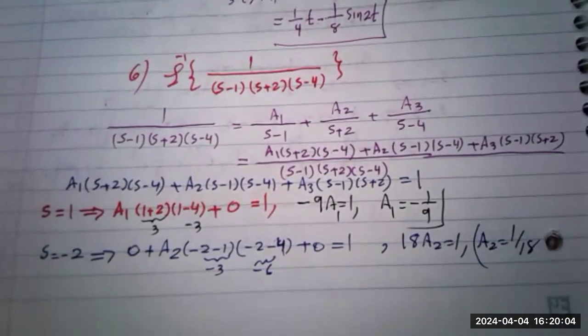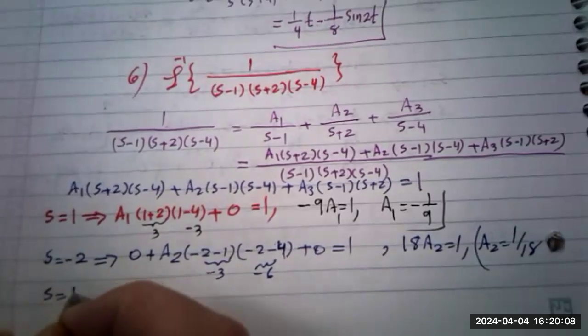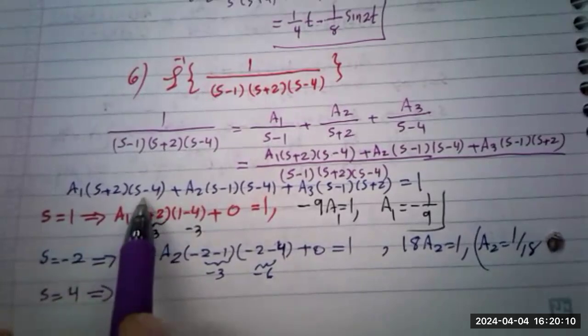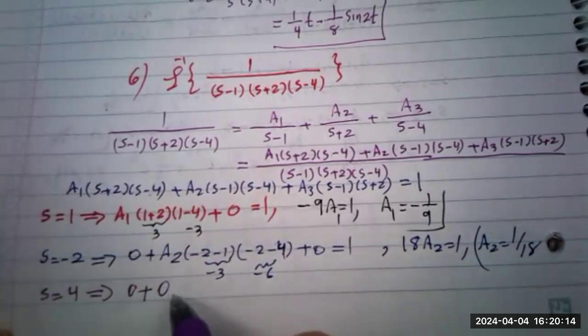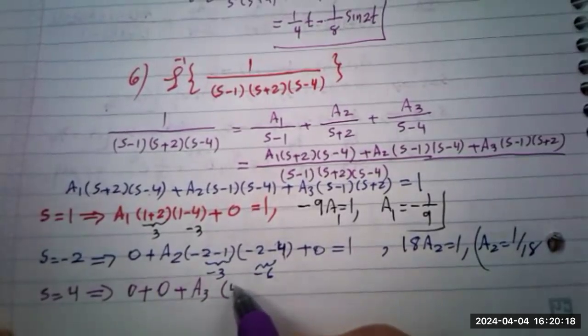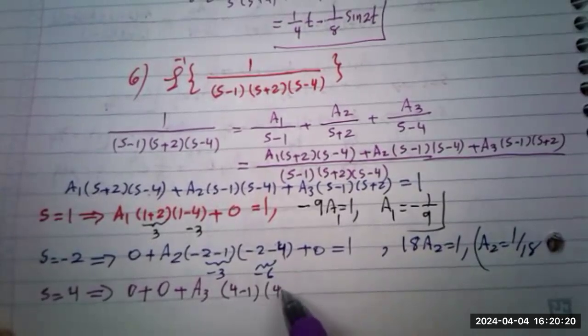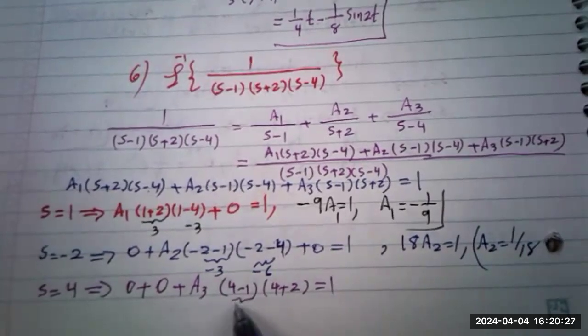And repeat it again, S equal to 4, to get the other one. So S equal to 4. This would be 0 because of the S minus 4. The second one would be 0. So we get only the third one. So this is going to be 4 minus 1 times 4 plus 2 equal to 1. So that gives you 3 and the 6.